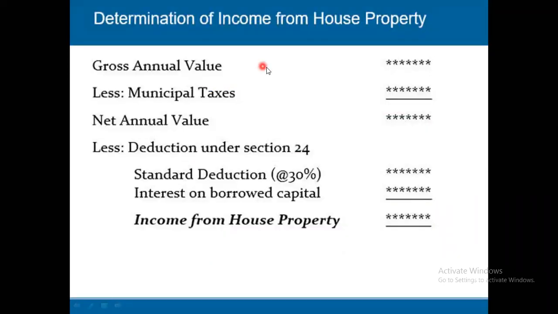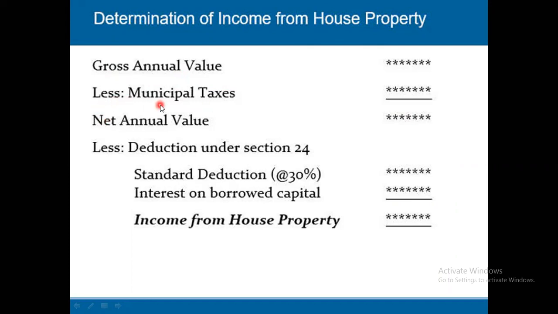Now let's learn how to determine the income from house property. In our previous slide, we learned how to compute the gross annual value. Now, once you arrive at the gross annual value, the next step is to deduct the municipal taxes from the gross annual value. Now, what are these municipal taxes?